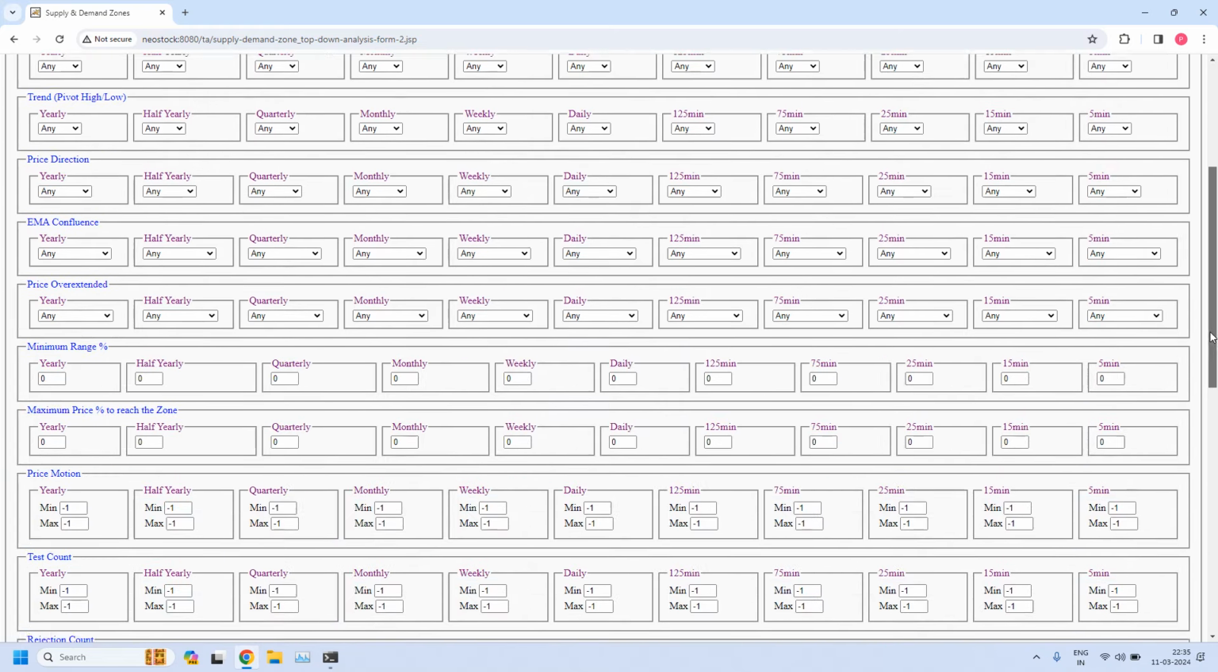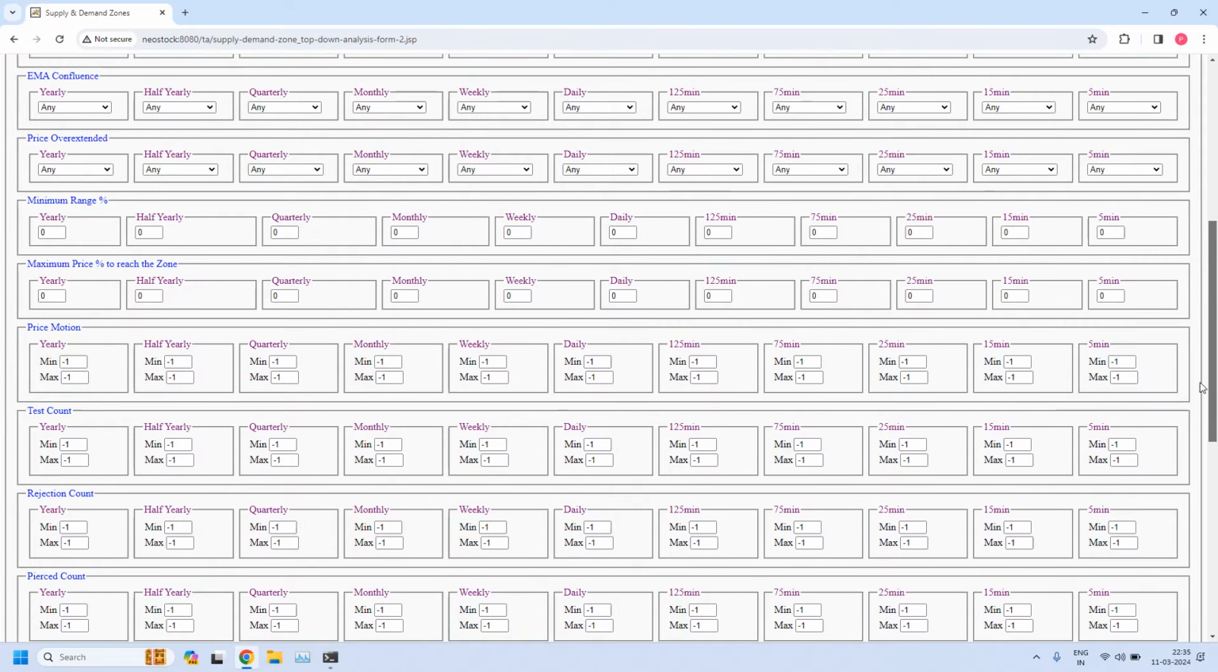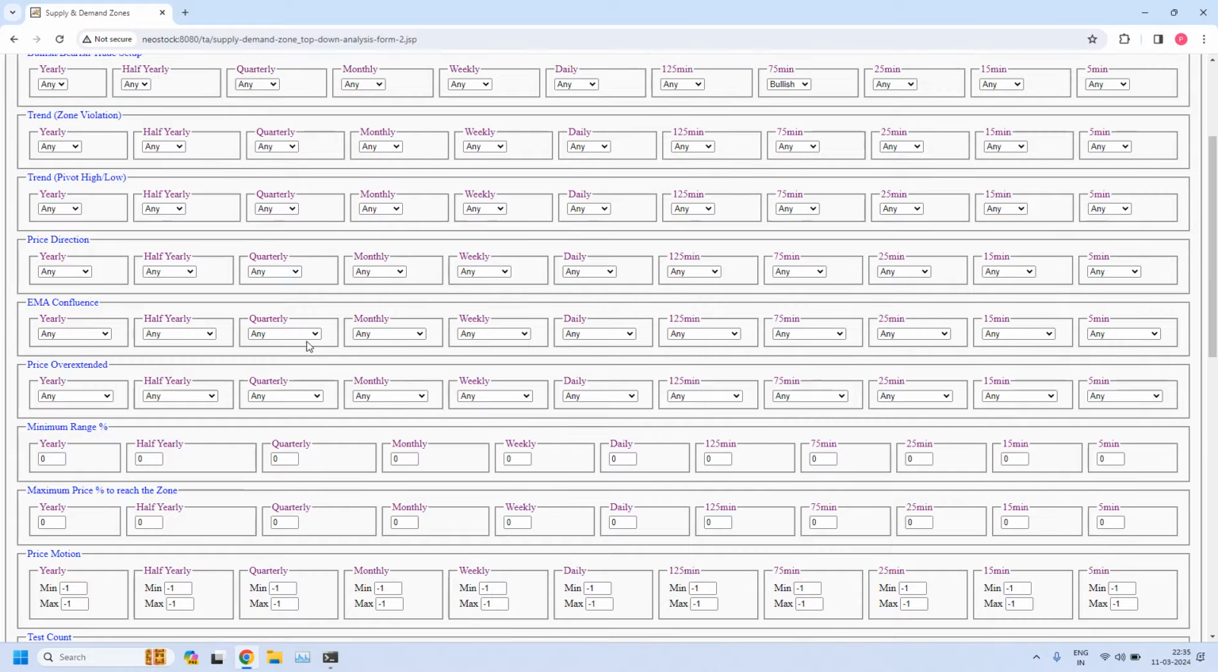Now we will set the parameters. We don't want pierced zones. So I am setting pierced count in 75 minutes time frame, the value 0, 0. This is one filter, and second filter is the reward.